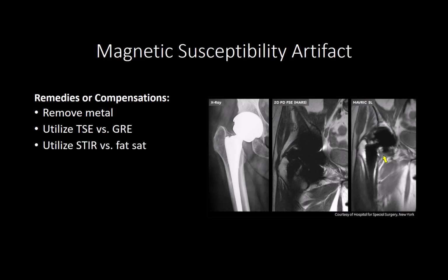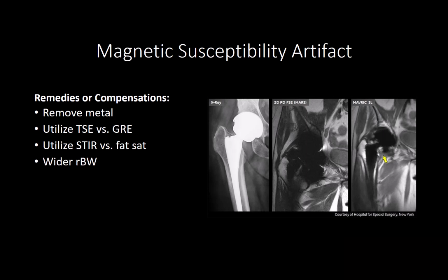If you're trying to nullify fat signal, you can use STIR versus a fat-sat sequence. STIR is better for metal artifact because it's based on the relaxation rates of fat, versus a fat-sat sequence, which is based on the precessional frequency of fat, which could fluctuate if you have field inhomogeneities.